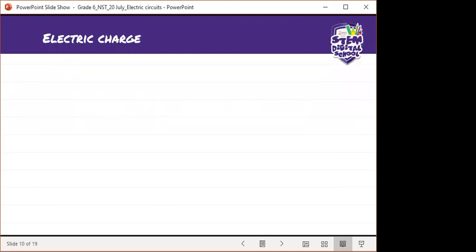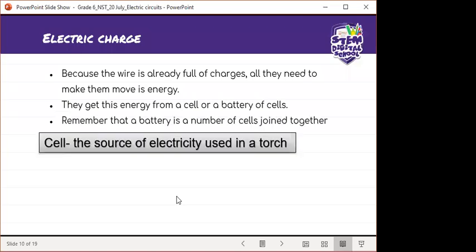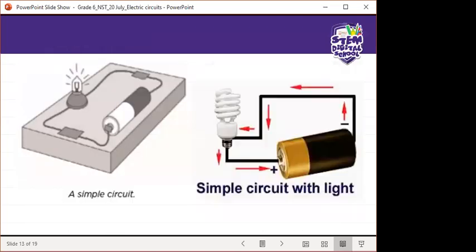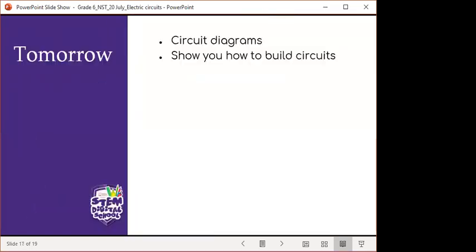Because we are out of time, I will just continue tomorrow on this slide. All right, so we'll continue from where we left off tomorrow, and we're also going to look at circuit diagrams if we have enough time. I doubt we'll have time tomorrow for the building of circuits, but we will be required to build circuits this term. All right, so let me just quickly read what Nduva says.